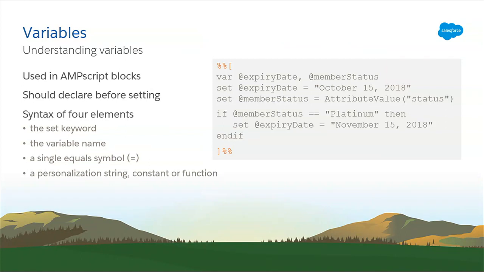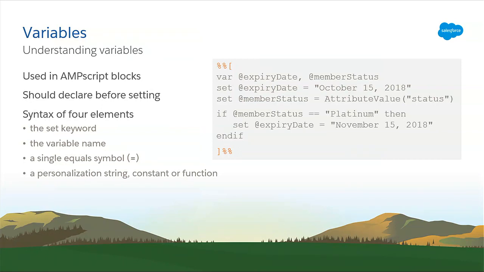And then once declared, we can go and set our variable. And the syntax for setting a variable has 4 elements. So firstly, we have a set keyword. Next, we have a variable name. And then a single equal symbol. And then finally, a personalization string, constant, or even a function. So in this example here, it's important to mention that once a variable is set, the scope of that variable is global, but it can be changed after.